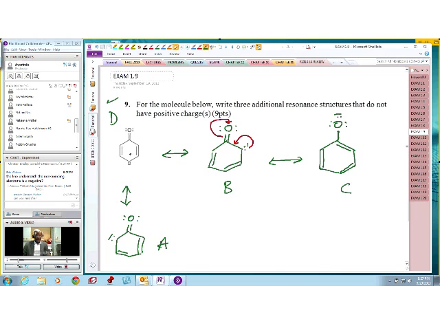Is there any question on this before we move on? And notice what we have done here. In resonance, all you are doing is moving the pi electron or the non-bonding pair of electrons. That is all you are doing. If there is no question, let us go to the next one.